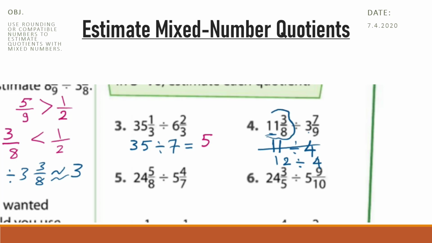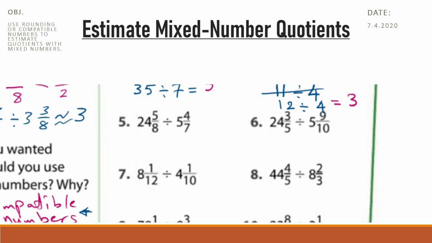I will round this number to 12. Of course, this is not rounding. This is estimation. I will get a compatible number to 4, a number that can be divided by 4 and near to 11 and 3/8. Of course, now we have 12 divided by 4, which is 3.